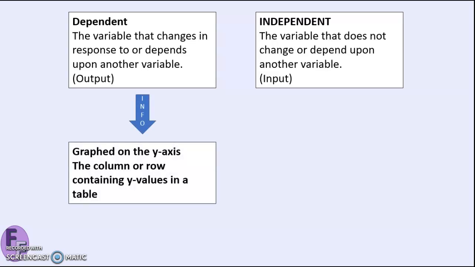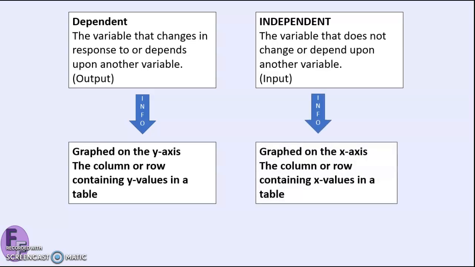Dependent variables are always graphed on the y-axis, and the column or row contains y values in the table. Where the independent variable is always graphed on the x-axis, and is the column or row containing x values in the table, usually on the top or to the left.